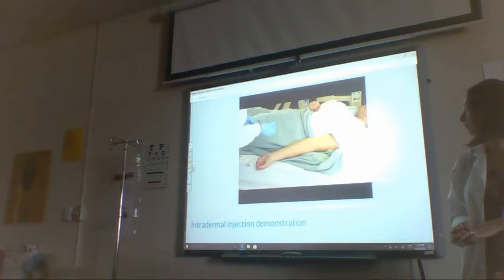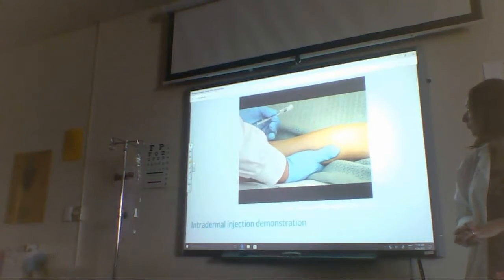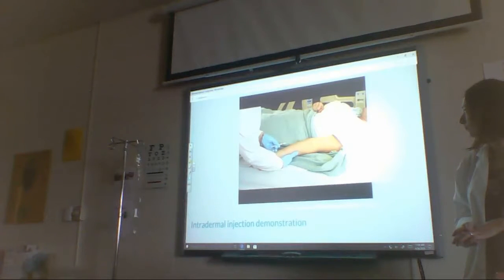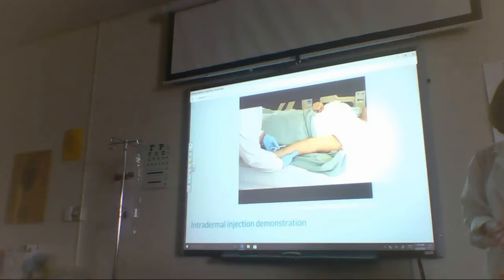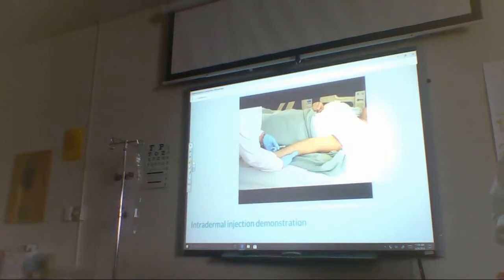Remove the needle cap by pulling it straight up. Hold the skin taut with your non-dominant hand. Hold the syringe in your dominant hand between thumb and forefinger. The angle of intradermal insertion should be between 5 and 15 degrees. It will be almost flat against the skin.